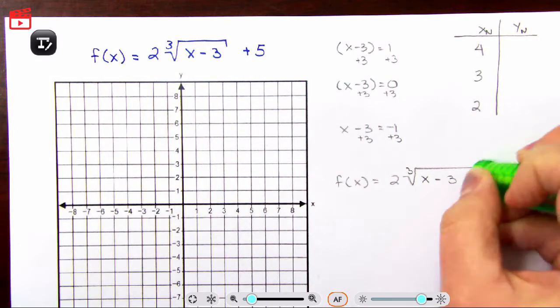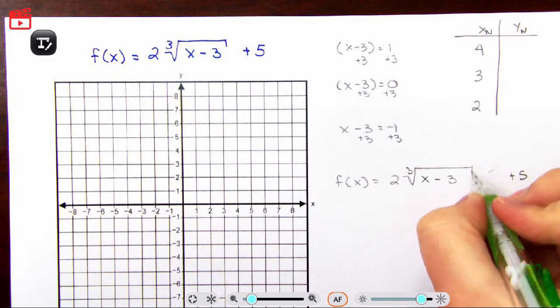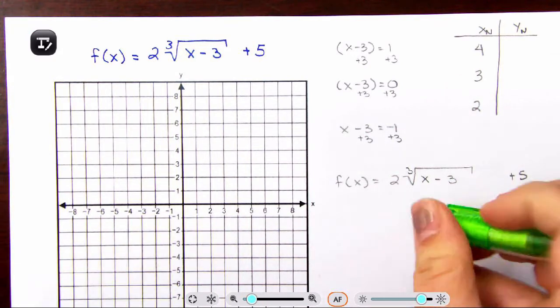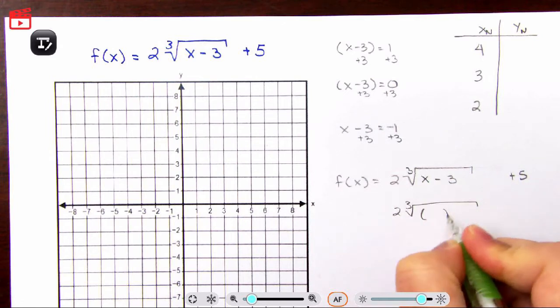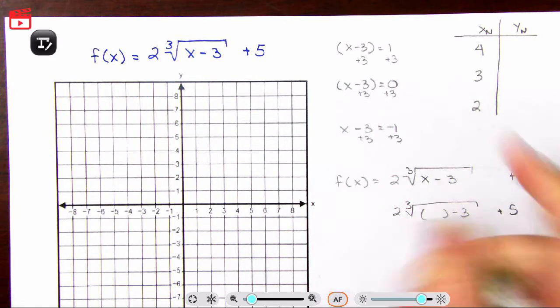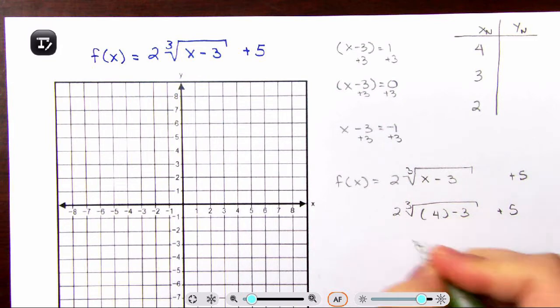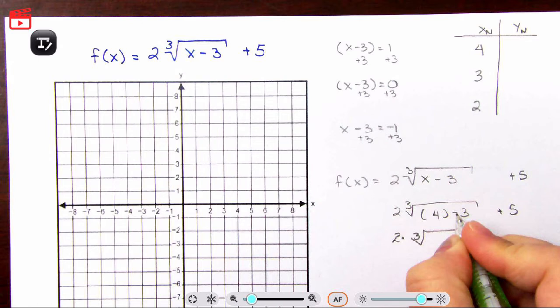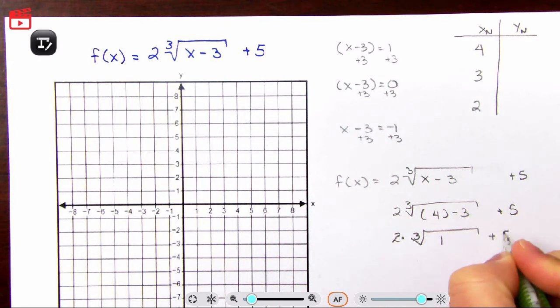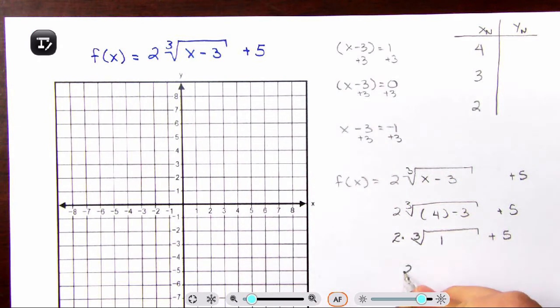It's a little bit on the longer side, so let's shorten that up. You're going to then substitute in your values. So you're going to substitute 4 in. This is 2 times the cube root of 4 minus 3, which is 1. Cube root of 1 is 1. 2 times 1 is 2, plus 5 is 7. So your input was 4, your output was 7.